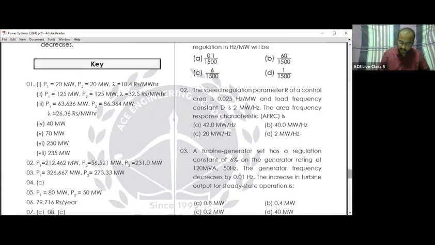Observe here, problem number 5. What is the answer given? P1 is 80 megawatt, P2 is 50 megawatt. Understood? Is it clear? Okay. So that is the procedure to solve that.